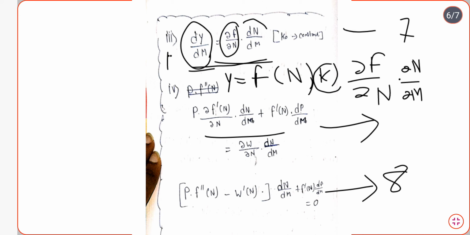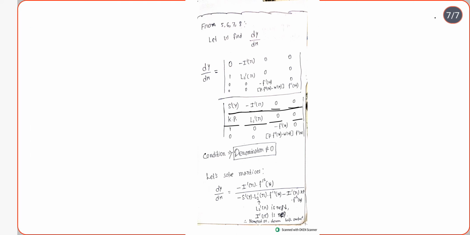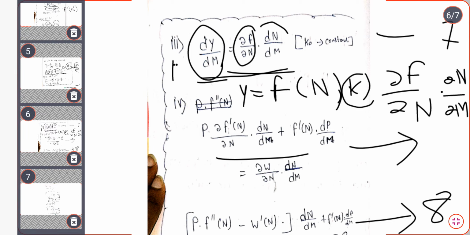But what about dpdm and drdm? Now those two are considered to be 0. Similarly, the coefficient of dydm is 1, so we have put it 1 here. Coefficient of drdm is 0, so we have put 0 here. Coefficient of dndm is del f by del n, so we will put del f by del n here.